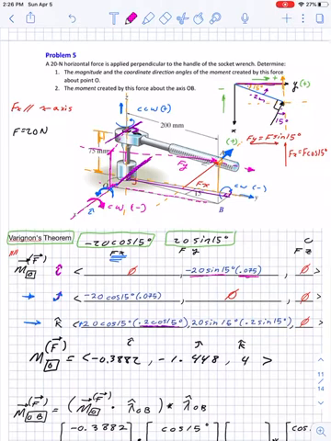Now let's see what's going on in the j direction. Again, if we pull it towards this way, it's just going to slide across the y direction. It'll never rotate.